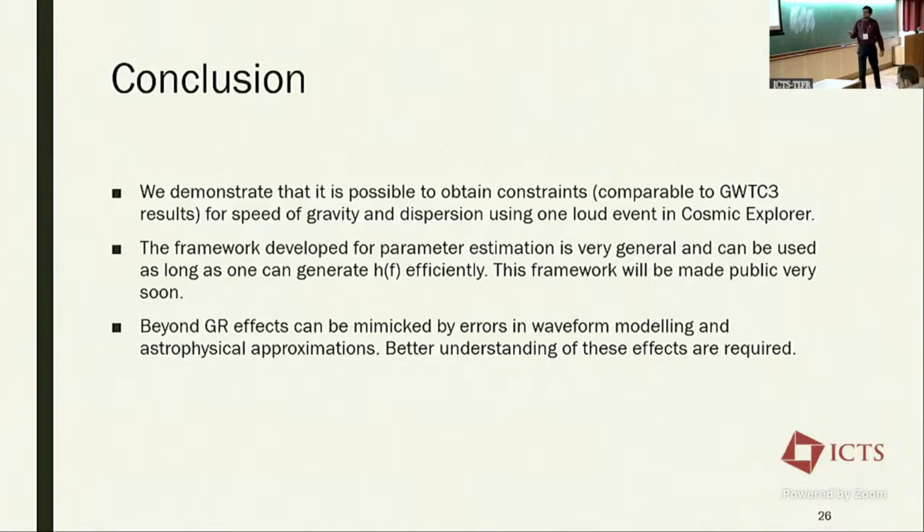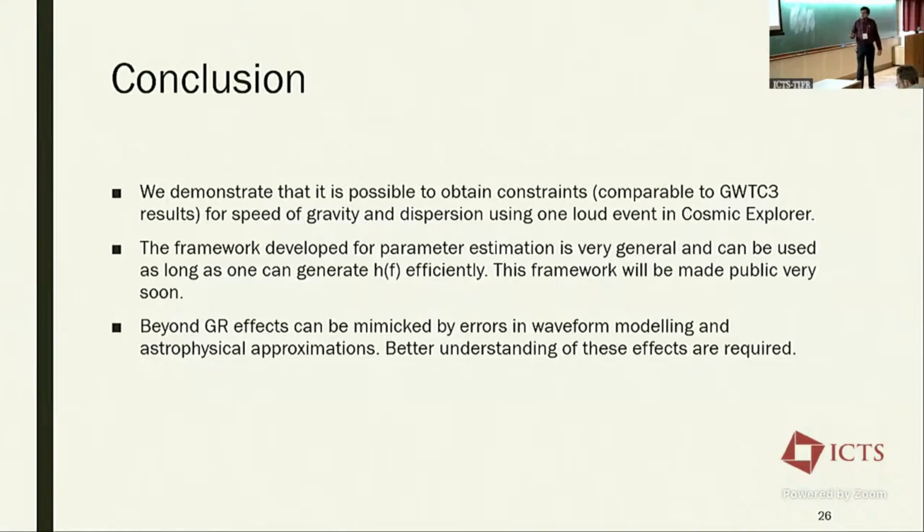To conclude, we demonstrate that it's possible to get constraints by using just one event in Cosmic Explorer, which is pretty similar to the constraints that we have currently, and definitely we will have several events in Cosmic Explorer. So the potential of these detectors is huge. And the framework that we have is very general and can be used anywhere as long as we can calculate h of f efficiently. This is not public yet, but we will make it public very soon.